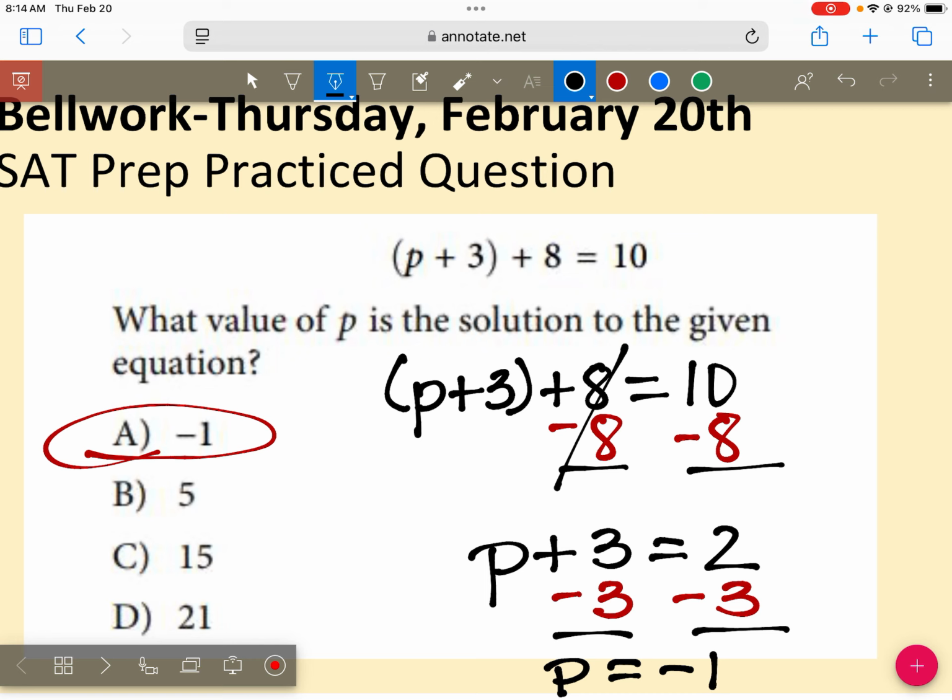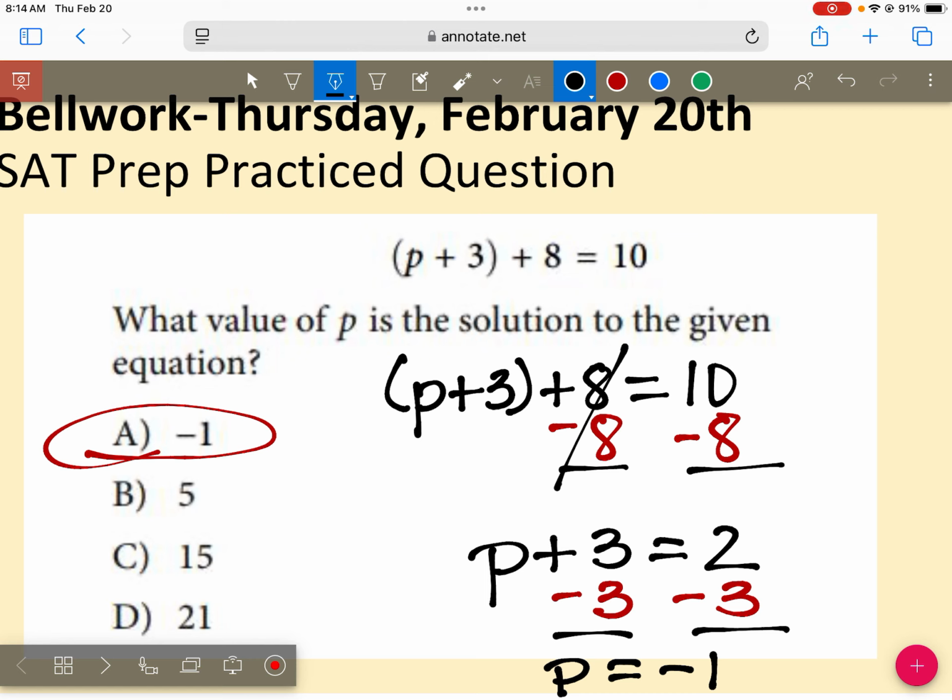Good job, y'all. Make sure for your bell work packet that you write your name. Usually I like to collect these at the end of the semester. I used to collect them at the end of every test, but I think I'm just going to collect them all at the end. So make sure you have your first and last name on your bell work, and then your class period.